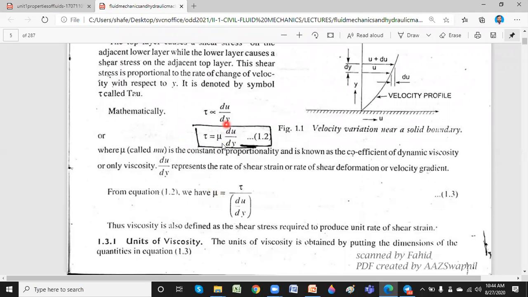Now, this law where the shear stress tau is proportional to shear strain or velocity gradient is called Newton's law of viscosity. It was given by Newton, and it tells us that the shear stress is proportional to shear strain, and mu is the coefficient of viscosity. Okay, so this law, which I have given in the box here, is nothing but Newton's law of viscosity. Now, mu is called dynamic viscosity, or coefficient of dynamic viscosity.